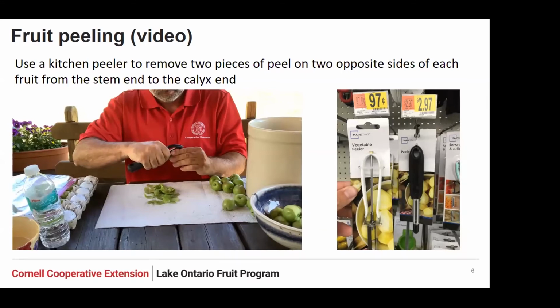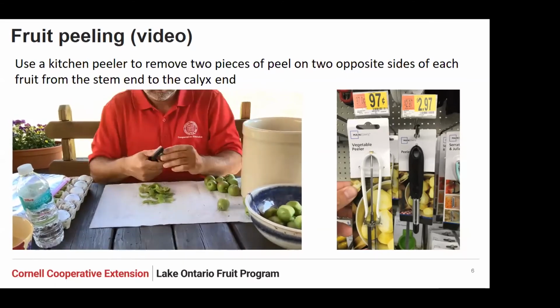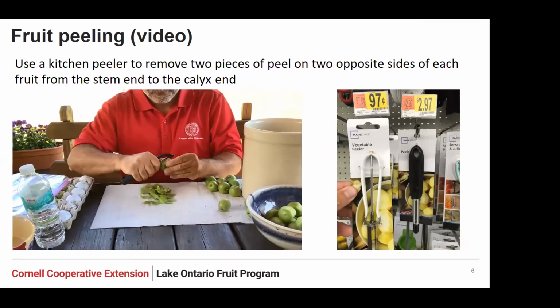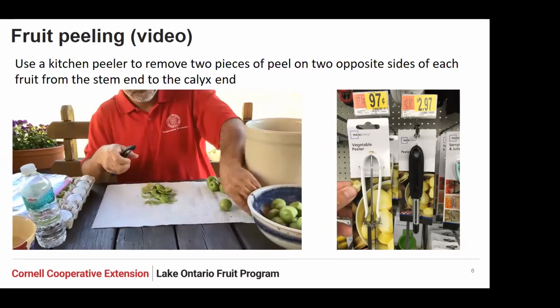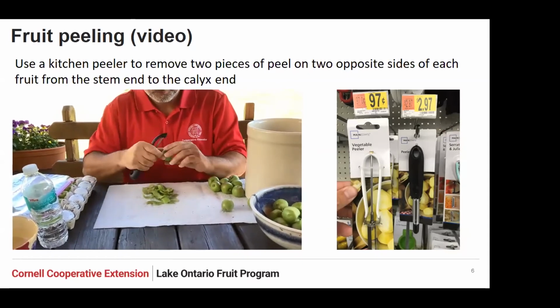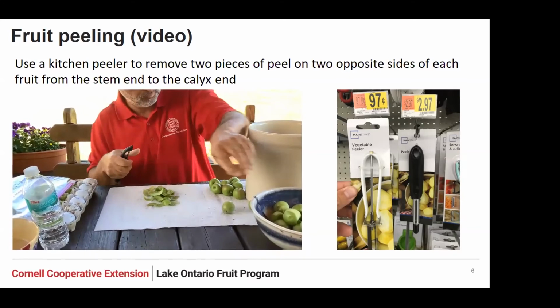Use a kitchen peeler to remove the 2 pieces of peel on 2 opposite sides of each fruit from the stem end to the calyx end. So here we have a little clip for you just to see. So that's the way how I peel. One side, you turn around the apple, you get the other, you peel there, and the opposite. So you get 2 peels per fruitlet, 60 peels total.